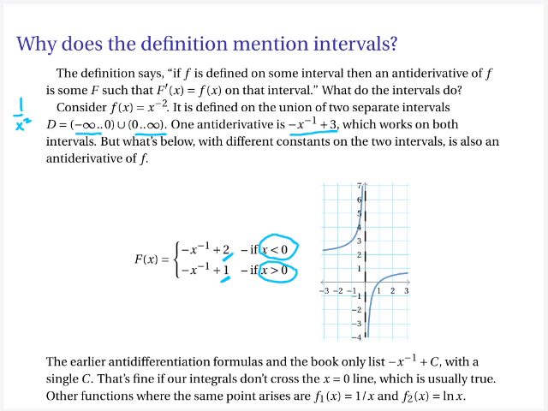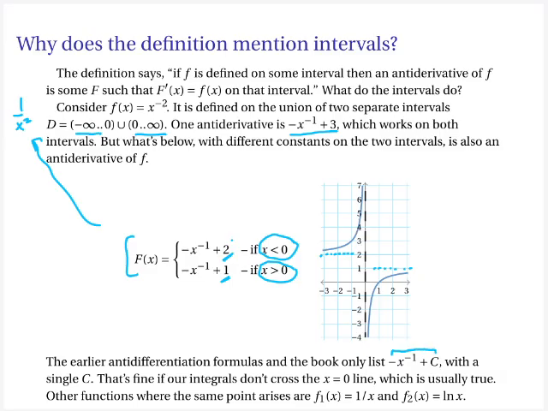If you take the derivative of this capital F, where you have a different constant for the negatives than for the positives, I drew a graph. Can you see that the horizontal asymptote is 2 on the left and is 1 on the right? So if you take the derivative of this capital F, it also has a derivative of 1 over x squared. So the earlier antidifferentiation formulas, and also the formula that's in the book, only list minus x to the minus 1 power plus capital C. They don't list two different capital C's.